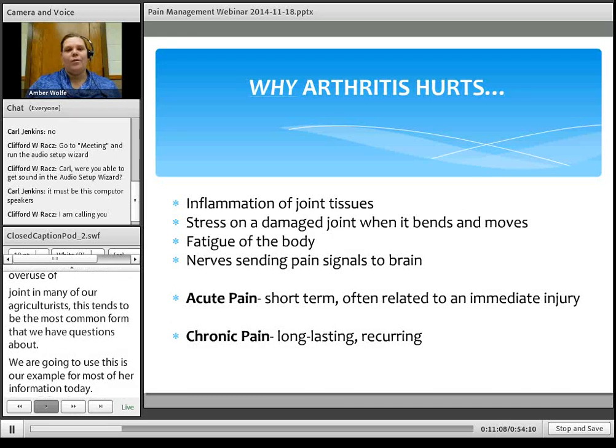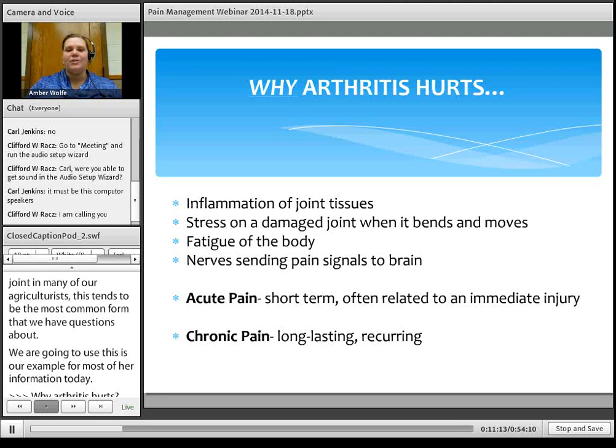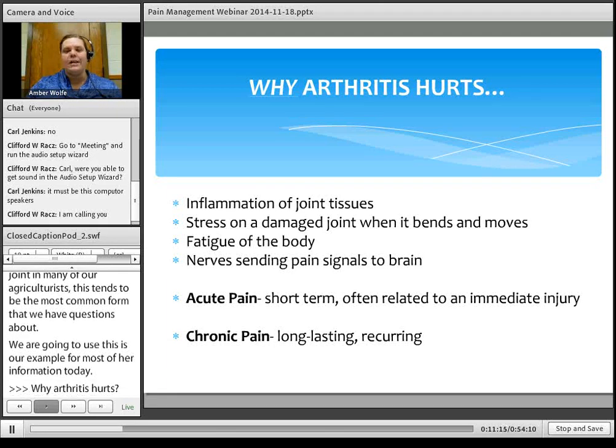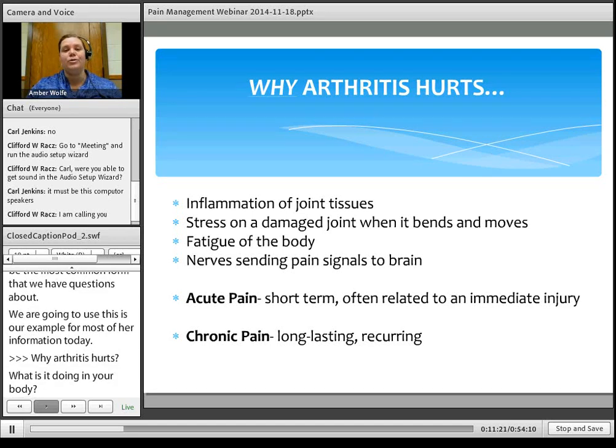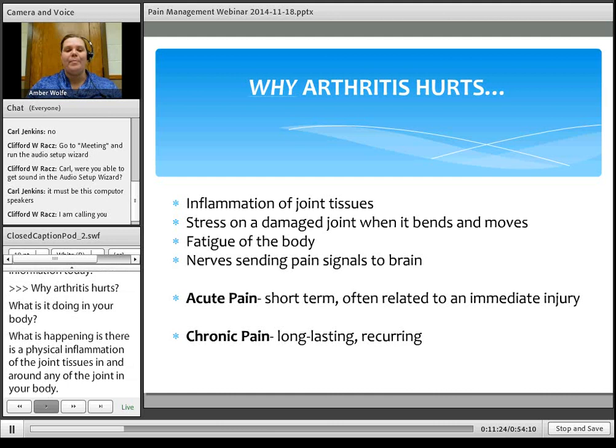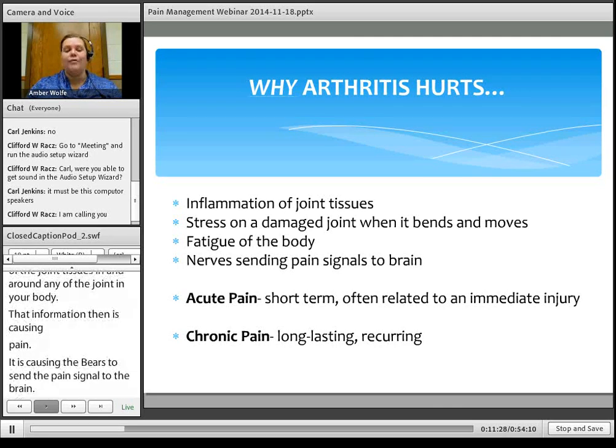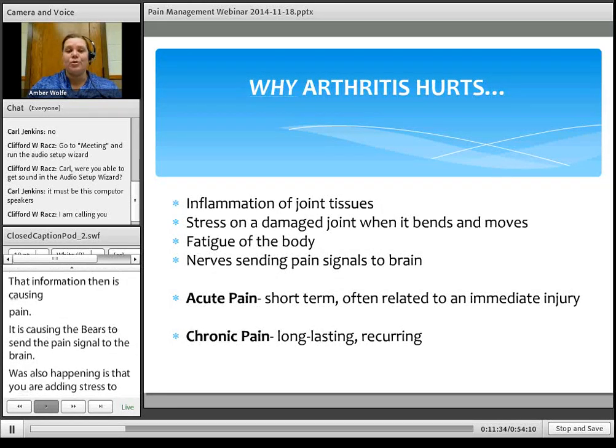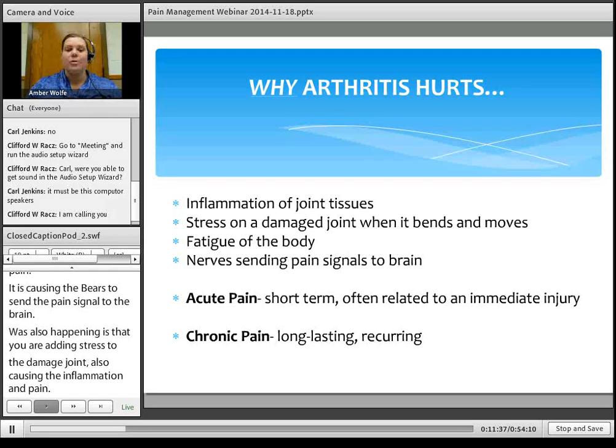So why does arthritis hurt? What is it doing in your body? What's happening is that there's a physical inflammation of the joint tissues in and around any of the joints in your body. That inflammation then is causing pain. It's causing the nerves to send a pain signal to the brain. What's also happening is that you're adding stress to that damaged joint, also causing that inflammation and pain. Anytime you bend or move the joint that's afflicted, or anytime you're stressed or strained or even fatigued, you're going to notice a higher level of pain related to your arthritis.